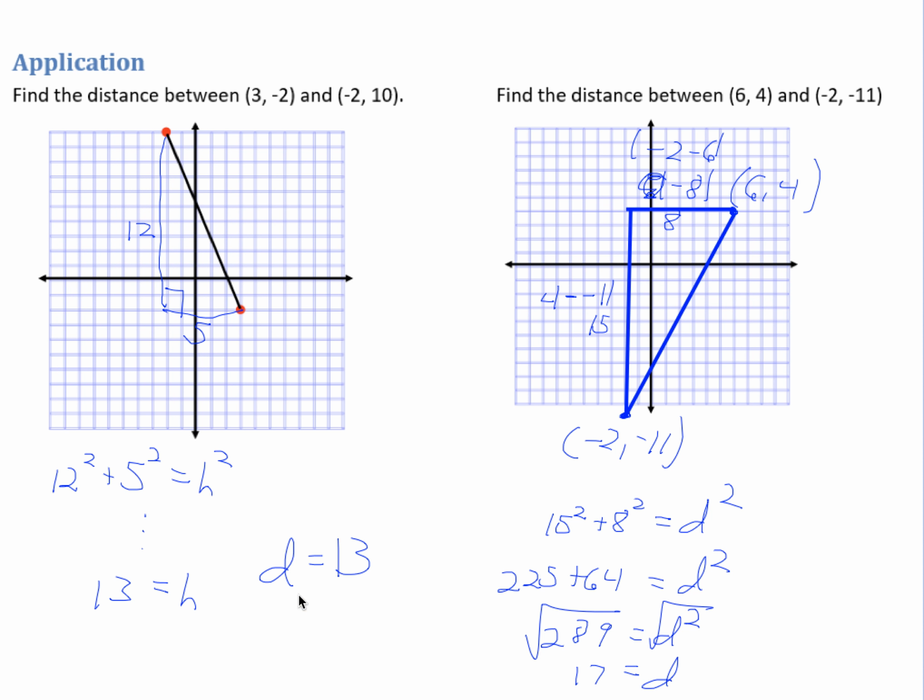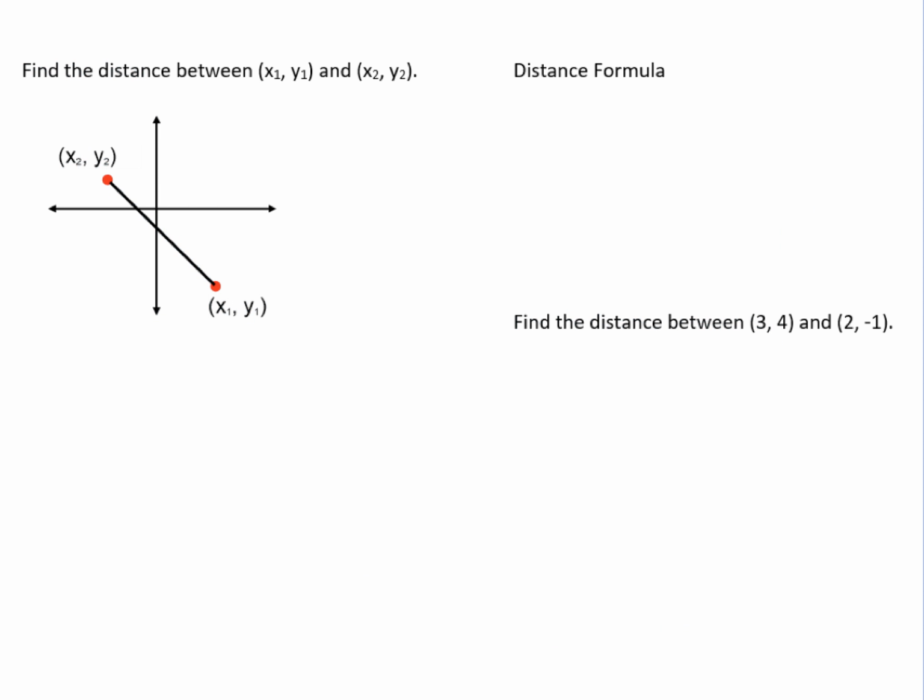Now in these examples, we've got integers for our answers, 13 and 17. It won't always work out that way. You could get a decimal. So find the distance between the point x sub 1, y sub 1 and x sub 2, y sub 2. I'm going to use that same idea that I just talked about in the last one, where we can draw this triangle.